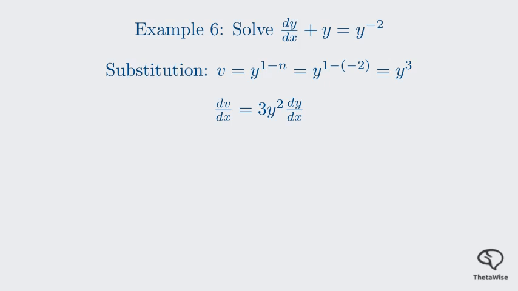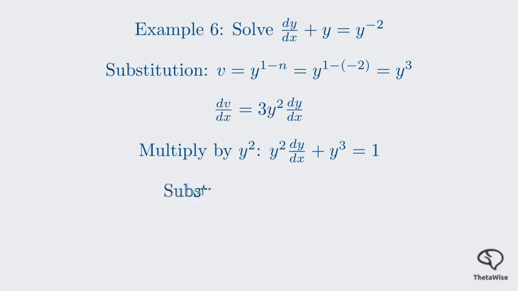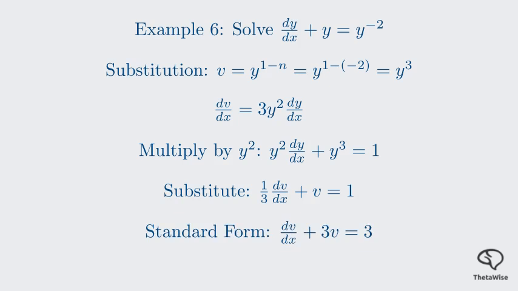Let's divide our original equation by y to the negative 2, which is the same as multiplying by y squared. This gives us y squared times dy by dx plus y cubed equals 1. Now we substitute. Notice that y squared times dy slash dx is 1/3 dv slash dx. So our equation becomes 1/3 dv slash dx plus v equals 1. Let's put this linear ODE in standard form by multiplying by 3. We get dv slash dx plus 3v equals 3.